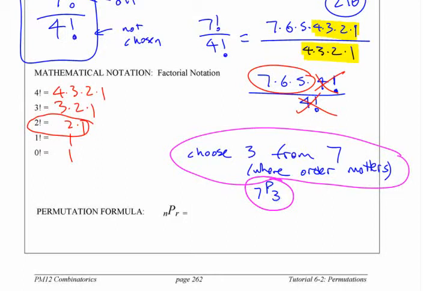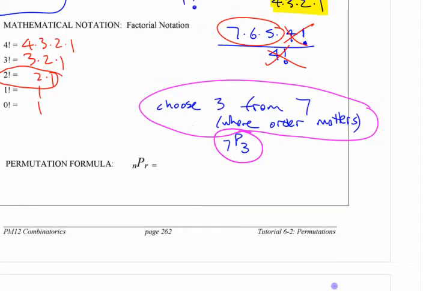For combinations, I'll just give you a preview, foreshadowing. What letter is it going to be? It's not going to be a P for permutations. It's going to be a C. Capital C. If we choose 3 from 7 where we don't care about the order, then you're going to do that. Okay?